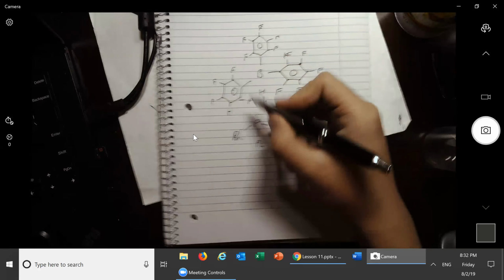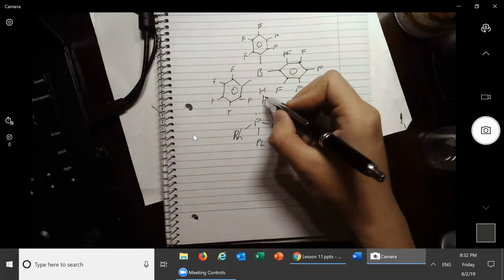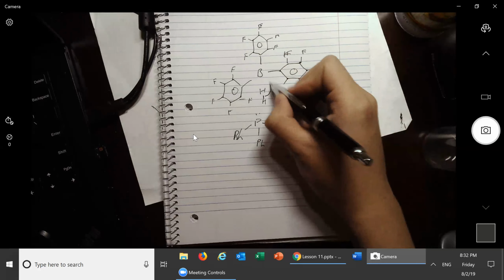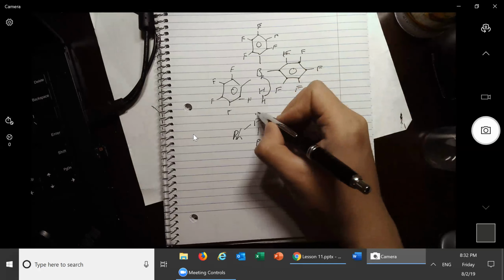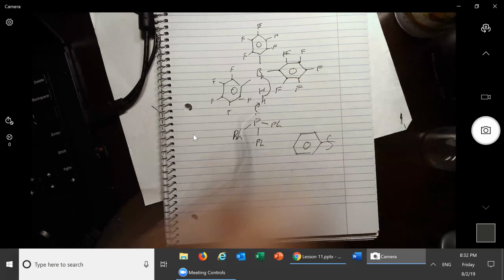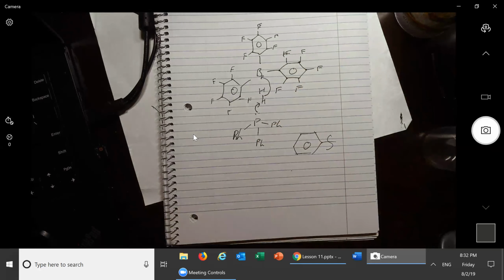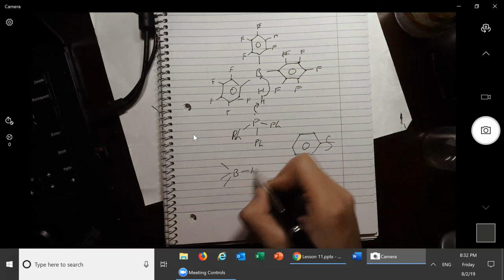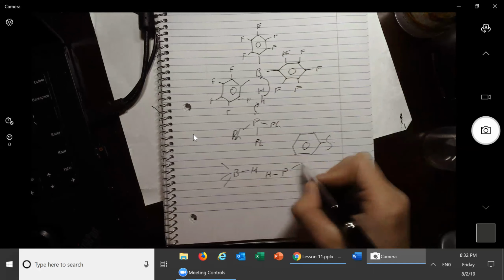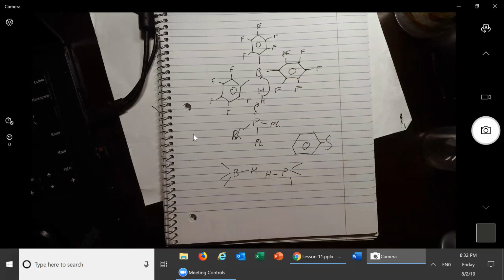The application of this is that we can split up this hydrogen molecule. So the electrons from the hydrogen molecule go to the boron, and then this phosphorus donates electrons to the hydrogen. So we end up getting something that looks like this. And this is very, very important.